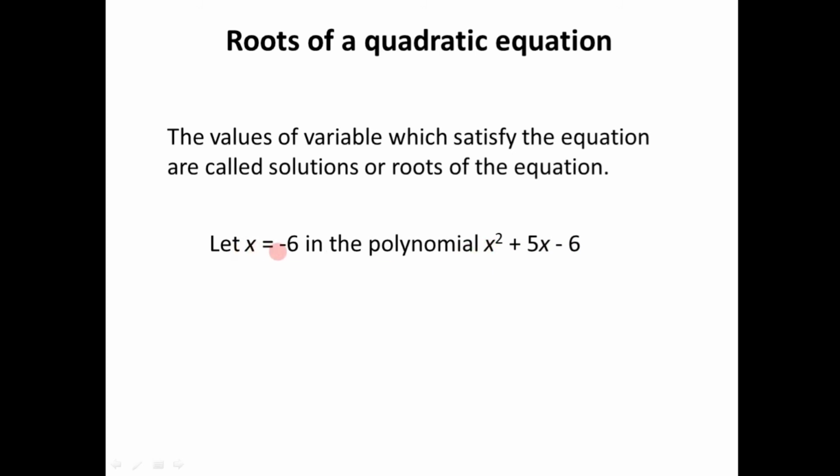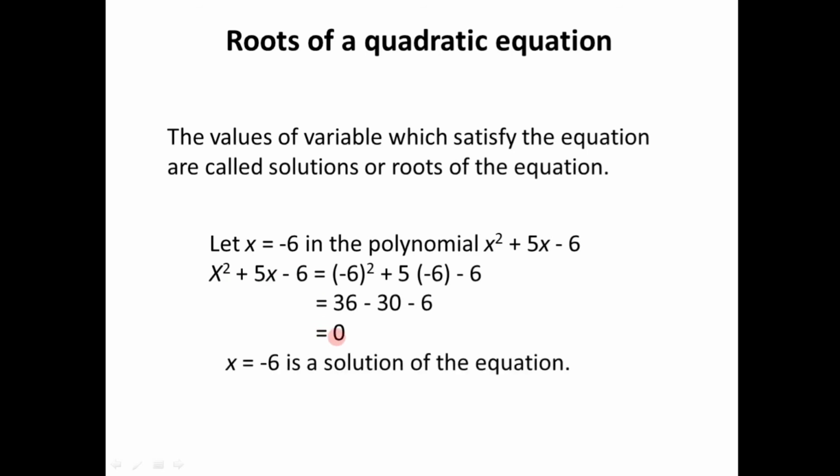Instead of x, if we put minus 6 in this polynomial, we get x square plus 5x minus 6 equal to minus 6 square plus 5 into minus 6. So minus 6 square is plus 36, plus 5 into minus 6 is minus 30, minus 6 as it is. Minus 30 minus 6 is minus 36. So 36 minus 36 is 0. So we get the value of this polynomial x square plus 5x minus 6 equal to 0 when x is equal to minus 6.